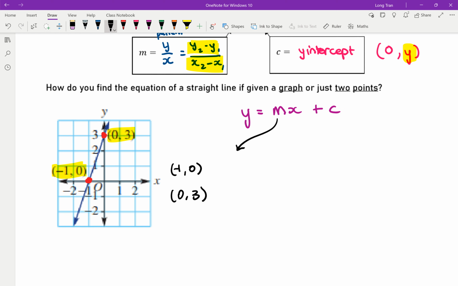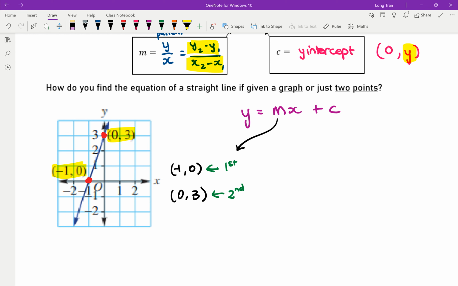These are my 2 points. Now, in my videos that I've made for exercise 9F, I said that it doesn't matter which one is the first one or the second one. So I can call this the first point, and I can call this the second point. It doesn't matter, either one.